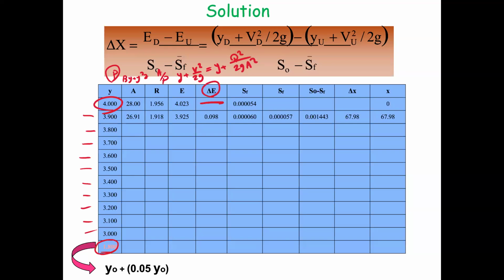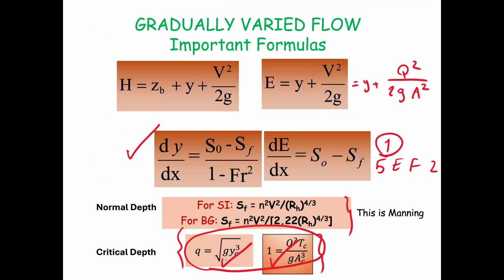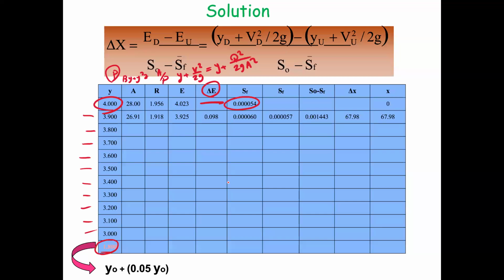Delta E, keep that one blank. Sf, you have the equation for Sf. Here is that Sf here. So use that one. Sf bar, that's bar, keep that. You cannot calculate it here. S0 minus that, keep that, and put 0 for that. For the next one, do the same. When you find that, you can have S bar. S bar or Sf average is the average of two data that you have.